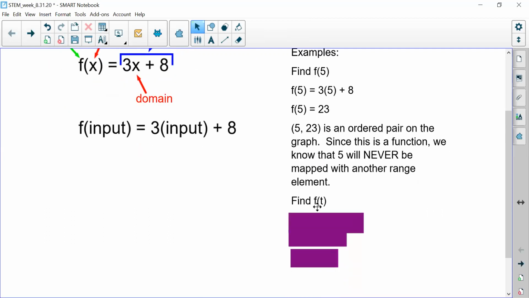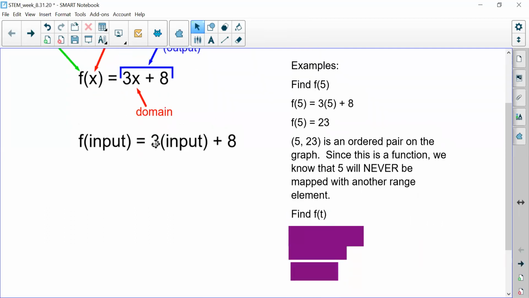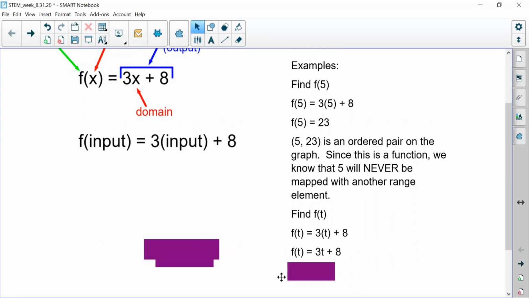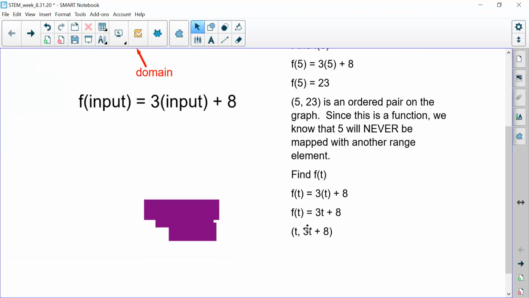What about f of t? Well, the function is just 3 times the input plus 8. So the input is t. So it's 3 times t plus 8, which is 3t plus 8. And if you really want to write it as an ordered pair, the input is t, the output was 3t plus 8. So that's what the ordered pair would look like.